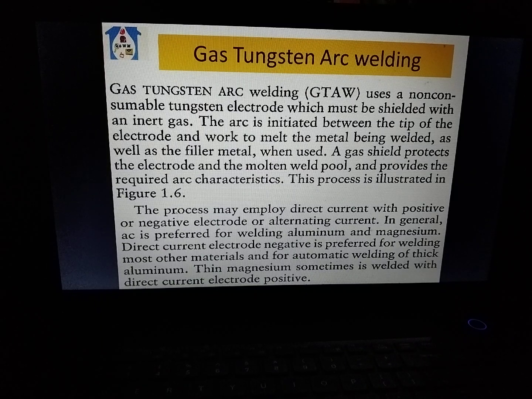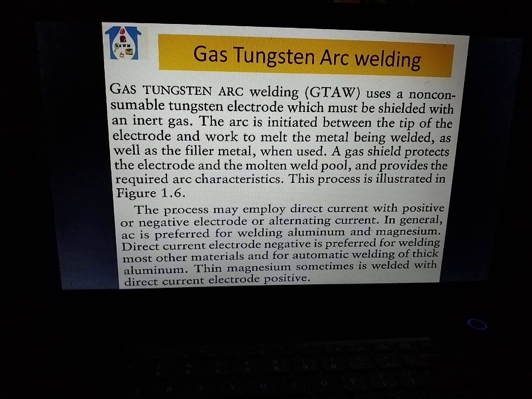The process may employ direct current, positive or negative electrode, or alternating current. In general, AC is preferred for welding aluminum and magnesium. Direct current electrode negative is preferred for welding most other materials, and for automatic welding of aluminum.